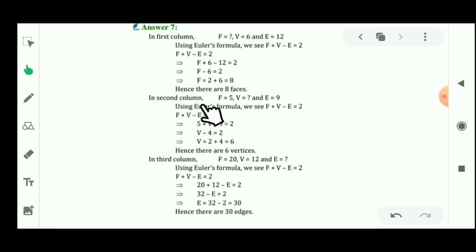Let's see the solution of the second part. In this solution you can see the faces value is given, that is 5, vertex value is not given and edges value is given also 9. So you have to put these values in this formula, that means 5 plus v minus 9 is equal to 2, and when we solve this, its value will be 6. So how many vertex are there? 6 vertex. So students, now you are able to solve the question number 7.